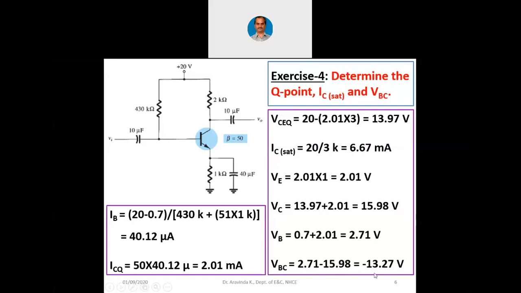Anyhow, this VBC is negative, which means that the base to emitter junction is forward biased and the base to collector junction is reverse biased. Let me stop with this for today.